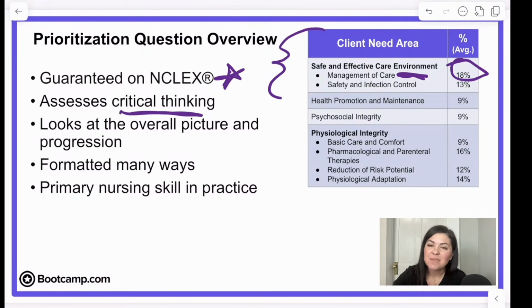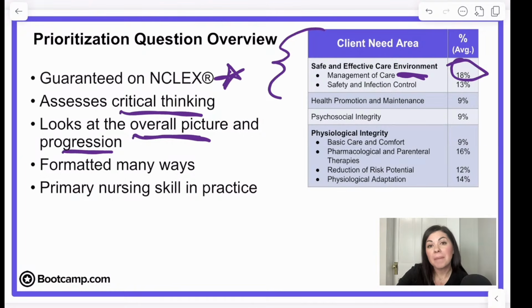Now, the reason that prioritization can be challenging is because it requires us to take a step back and look at the overall clinical picture of the client. We also have to be able to imagine or predict the progression of their disease process. That can be really challenging when you're a nursing student or a new graduate nurse and you haven't had a lot of clinical experience. So I know these can be a little difficult, but once again, we're going to make them easier.